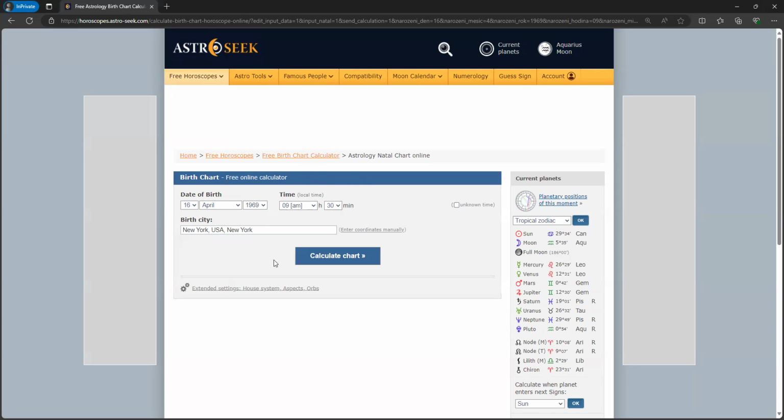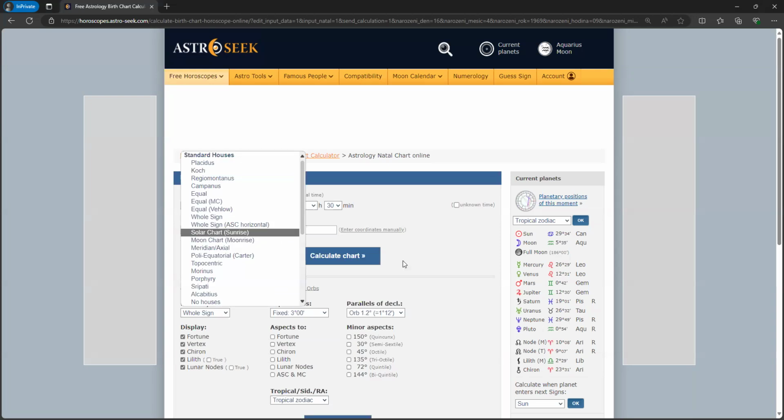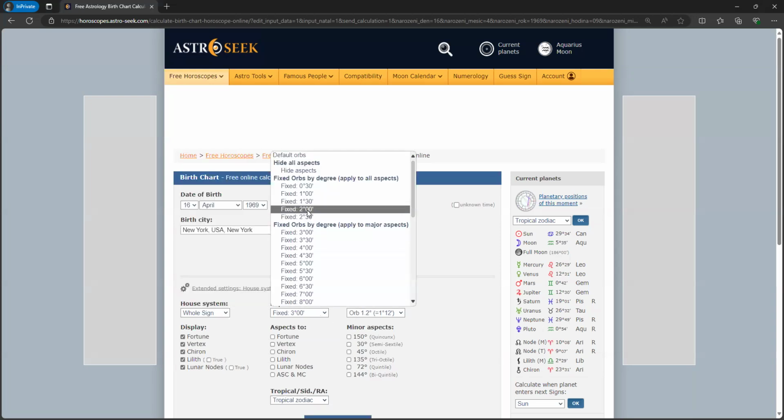And as well, you're going to put in the city in which you were born, not where you currently live. Also click extended house systems and select from the house system whole sign. It's going to be the easiest way for you to learn this. The aspect orbs, the orbs has to do with whether it's a conjunction or a trine or oppositions, etc. You don't need to know what these are right now. You just need to learn how to cast your chart. And then from there, you could decide which topic you want to learn next.